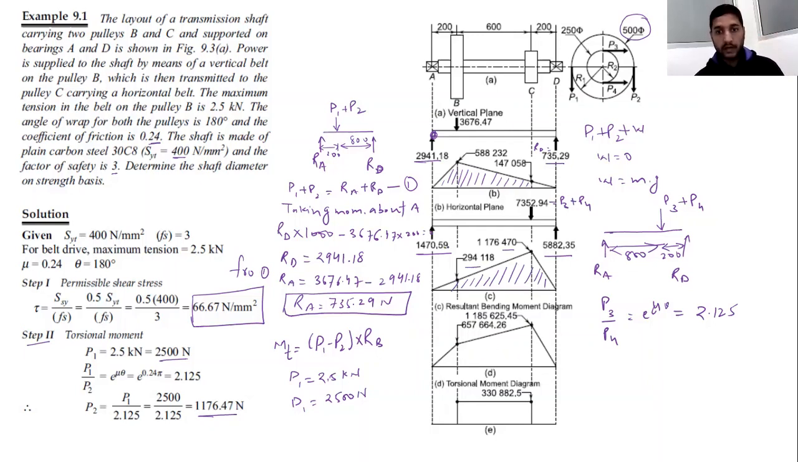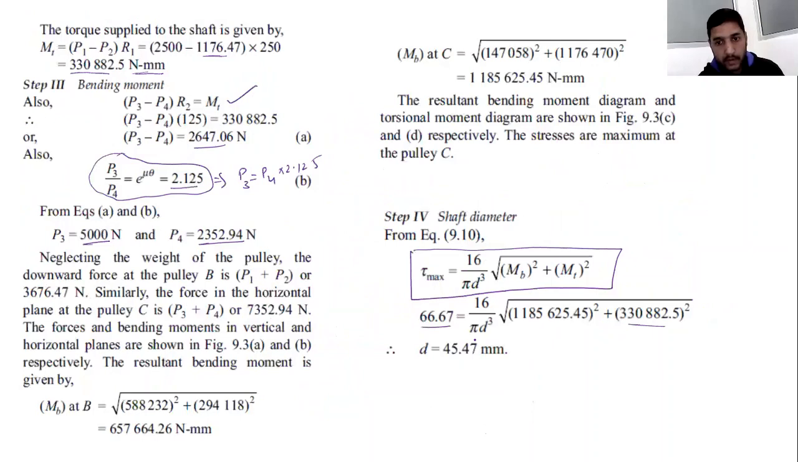And how we will calculate the resultant bending moment for B will be this value square plus this value square under root, and we are getting this value. Similarly for C pulley, we are getting this value. Out of these two values, whichever value is the maximum or the higher value, take that value. Okay, suppose we are getting the higher value as 1185625.45. It means bending moment at pulley C is more than pulley B. Okay, so आपने वही bending moment लेना है, वही लिया हमने, देखिए यहाँ पे.